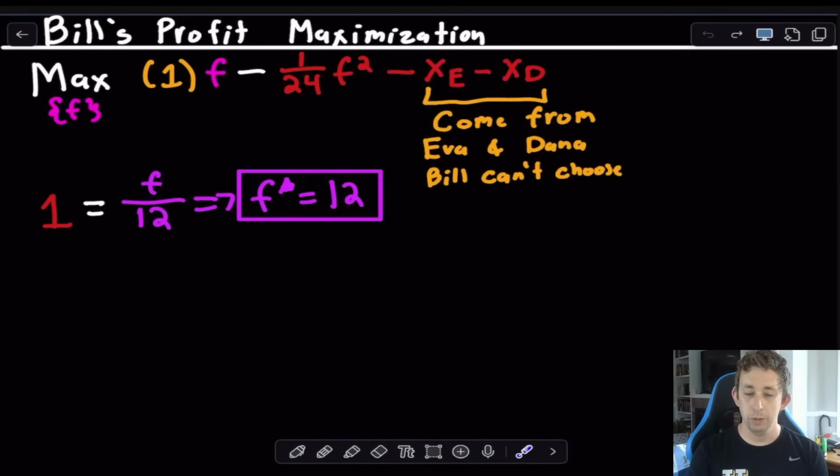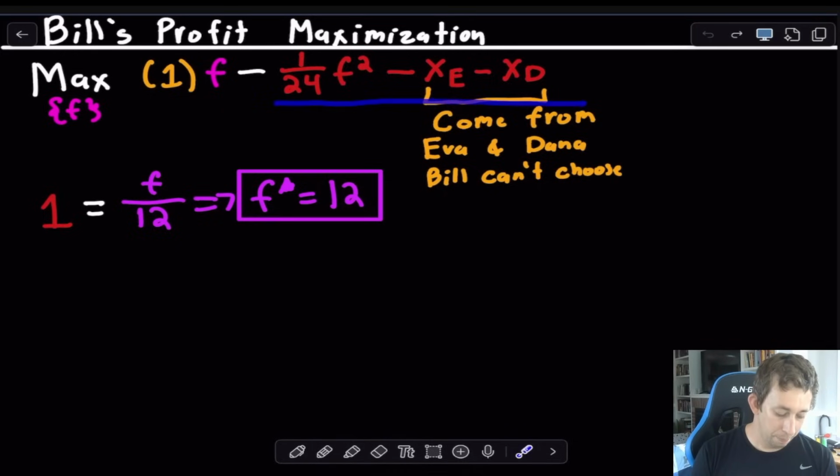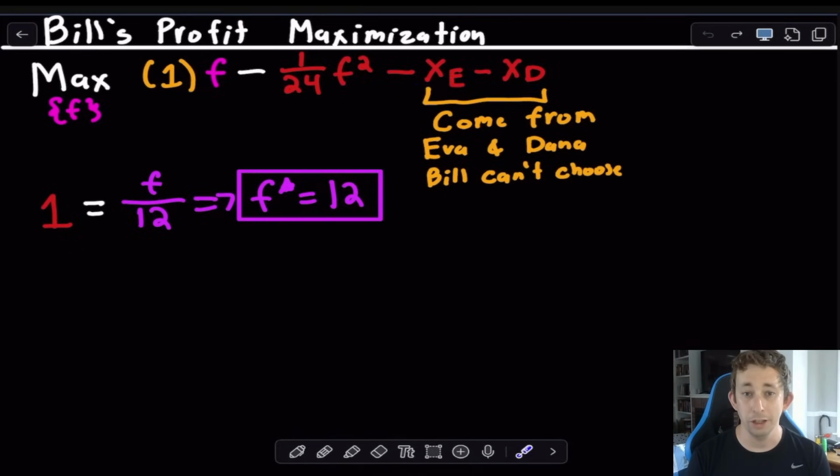Now for Bill, we can think about how much Bill wants to make in a profit maximization sense. This is sort of important to remember. When we think about Bill's cost function, Bill can only choose the amount of fish that he's taken out of the river. Bill has no ability to go over and tell Eva or Dana, hey, this is how much pollution I want you to put in my river. That's a completely exogenous decision to Bill. That is outside of Bill's ability to control, which means that we're just going to take these as given.